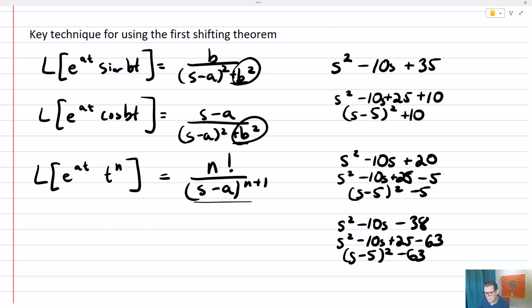So you want to make sure that you can, in fact, make this transformation in order to utilize that first shifting theorem. So something of this form where if you take the s term, divide it in 2, and square it, it's actually less than or equal to whatever that last constant is. All right, and that'll allow us to, in fact, use the first shifting theorem.